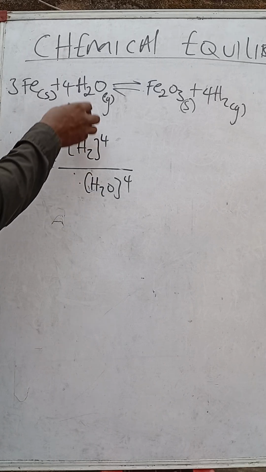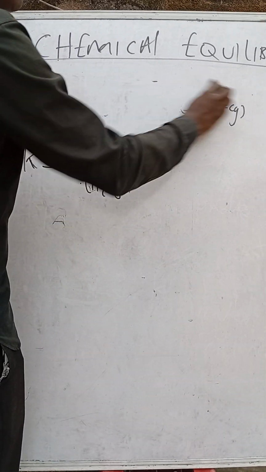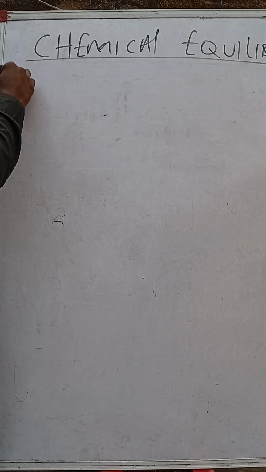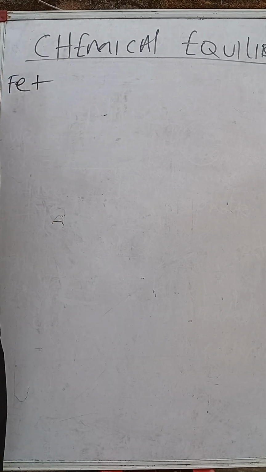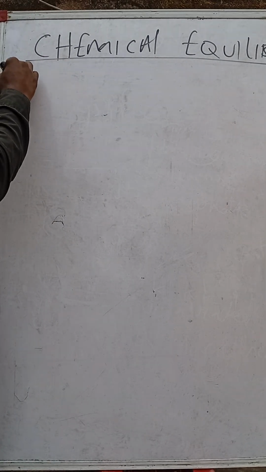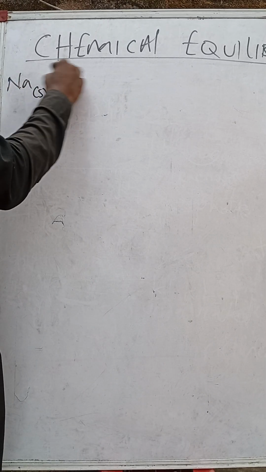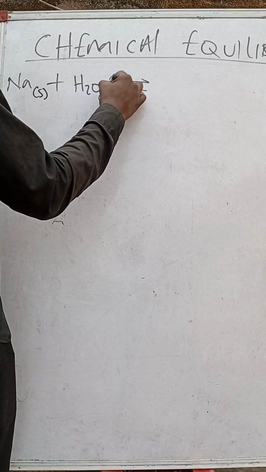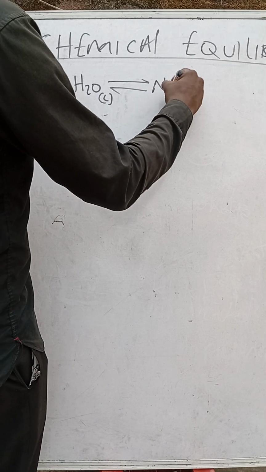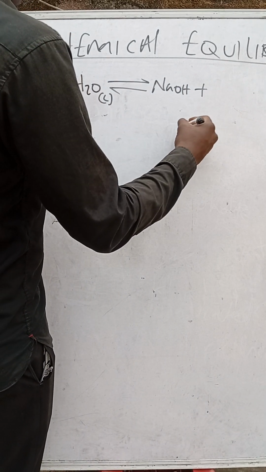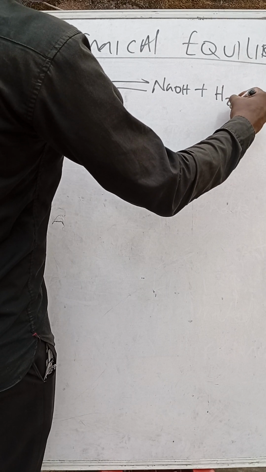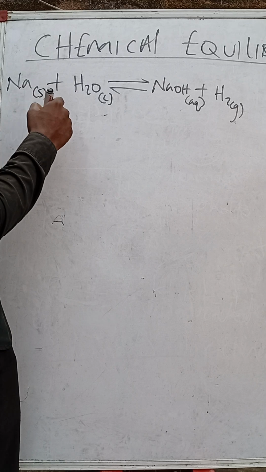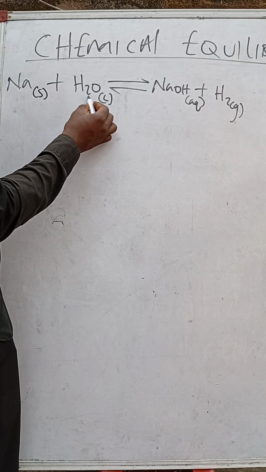Now let me put a more technical one that has liquid, solid, and gas. So let's use this reaction. I place sodium metal, solid, in cold water, liquid. Let's say it happens in a closed system, and we get NaOH plus hydrogen gas being liberated. The NaOH you got was aqueous, and hydrogen gas was liberated.